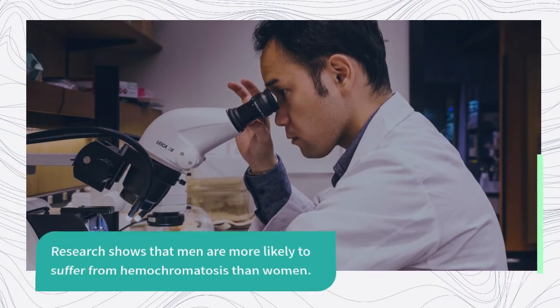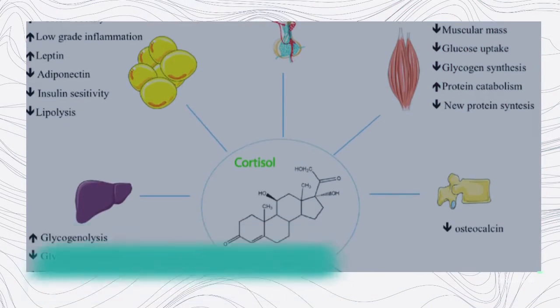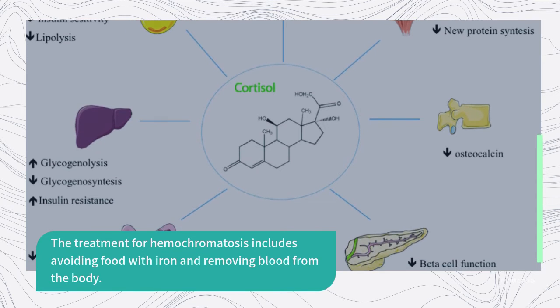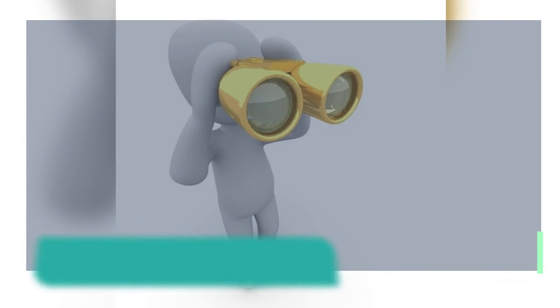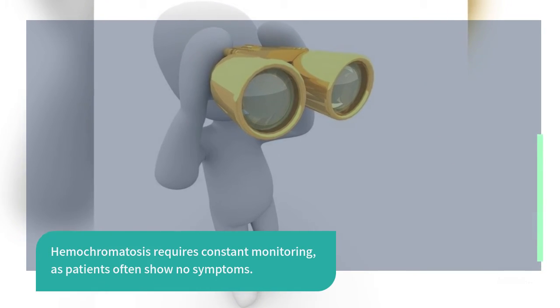Research shows that men are more likely to suffer from hemochromatosis than women. The treatment for hemochromatosis includes avoiding food with iron and removing blood from the body. Hemochromatosis requires constant monitoring, as patients often show no symptoms.